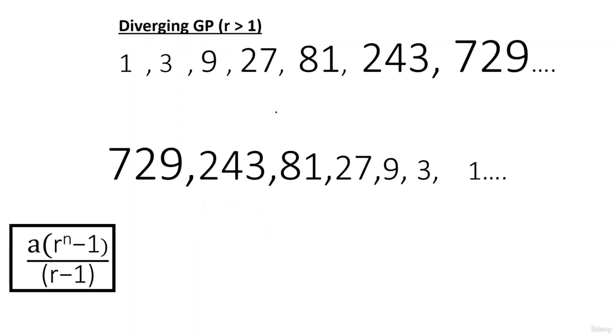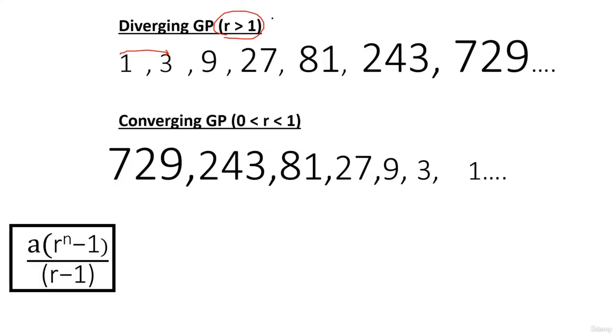The first type is called the diverging geometric progression. Here the common ratio, the factor by which we are multiplying, is more than 1. If it is greater than 1, then naturally when the numbers get multiplied by that factor, the numbers will keep on increasing, right?